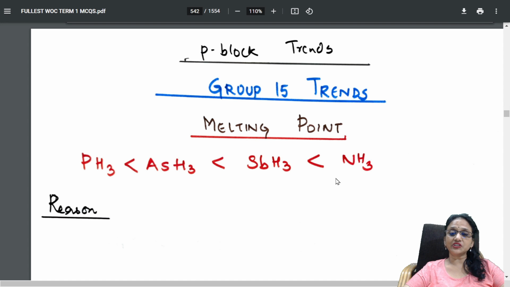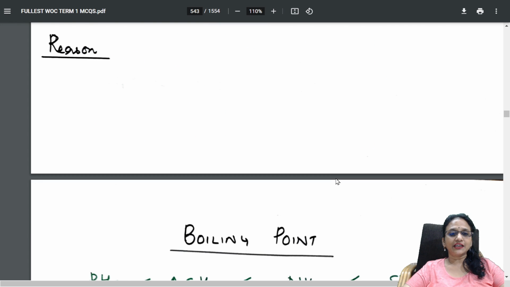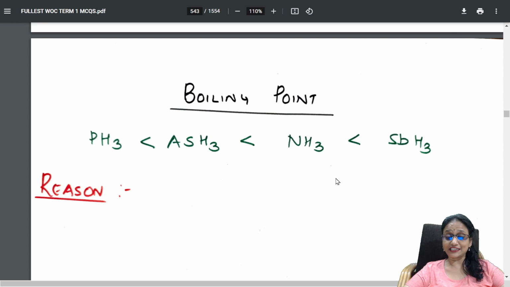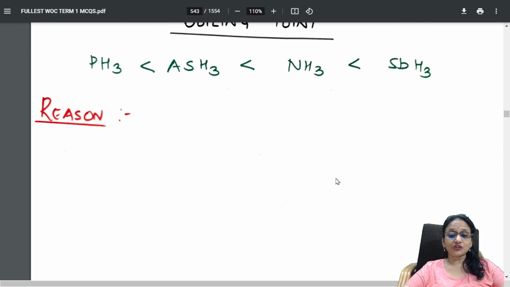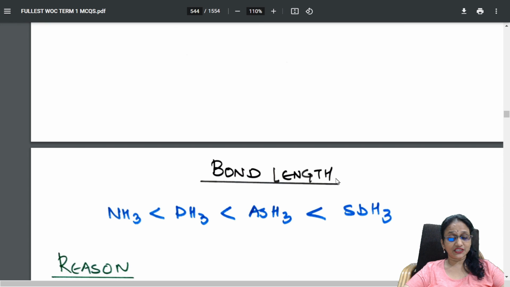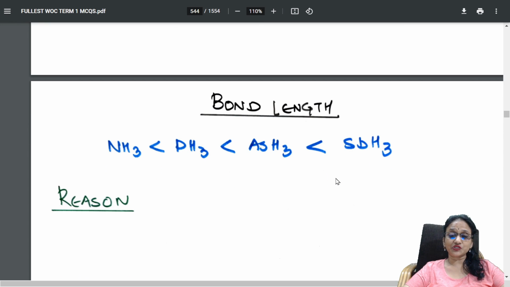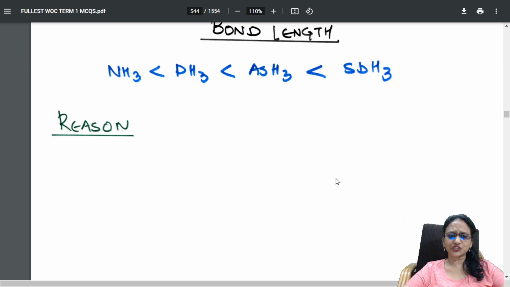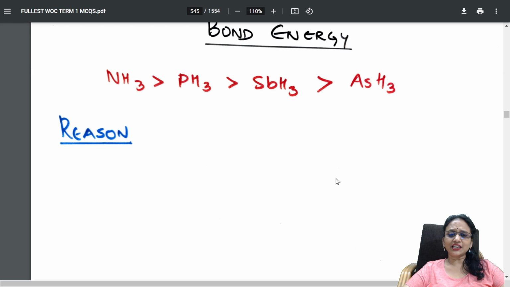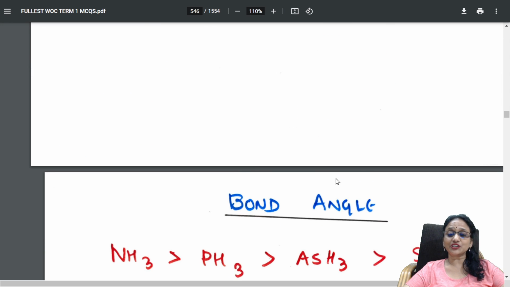First of all, here I have listed out different trends of group 15, like the melting point trend, then the boiling point trend. Why did I leave this particular gap? Once you understand the concept, try to write the reason by yourself. Everywhere I have written the trend, so try to write the reason yourself so that you will not forget.